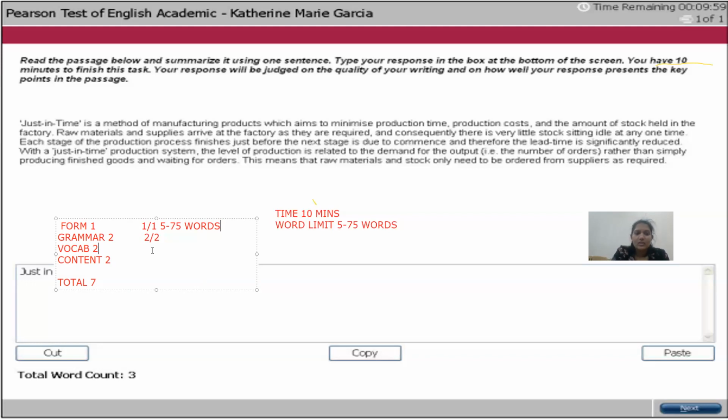Vocabulary, again, the marks which are allocated are 2 out of 2. So 2 marks are given if the person has an appropriate choice of words. So don't try to find sophisticated words for the summary. I don't recommend you to use a lot of synonyms. You can use the words from the passage itself, because time is an enemy. 10 minutes, you have to read also, you have to type also, and you have to proofread also. So you need to balance out all these things. And for content, you can just focus on important lines from the passage itself. So this is how the marking criteria works.